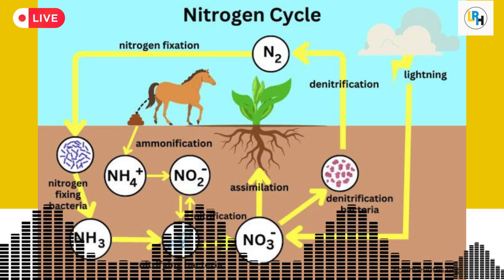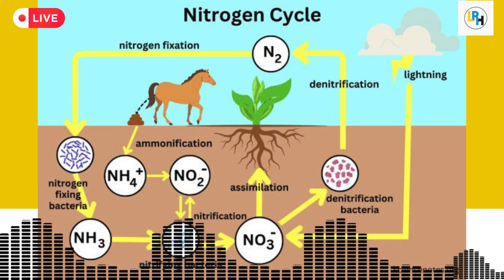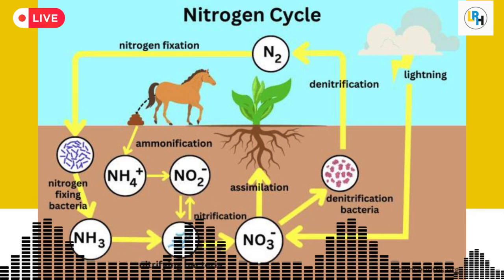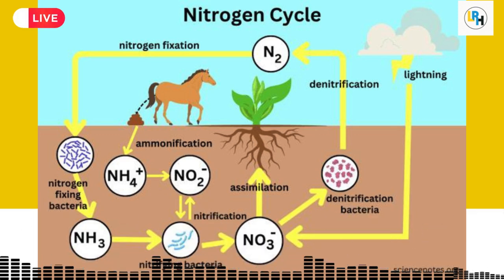What is the importance of the nitrogen cycle? 1. Provides plants with nitrates needed for growth.